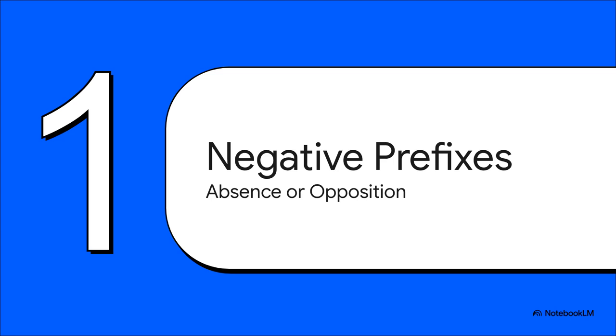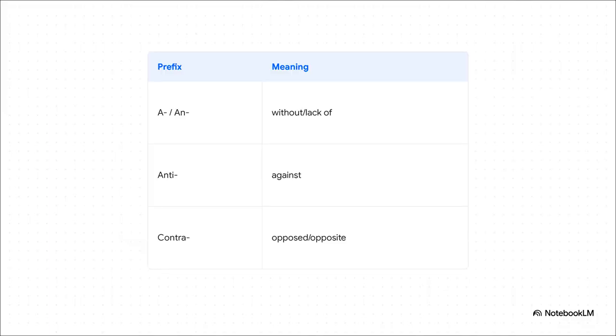Section 1. Navigating negative prefixes. Absence or opposition. Spotting these negative prefixes is basically your ultimate cheat code for quickly identifying missing functions or reasons not to do something. So a or an means without or lack of. Think of apnea, meaning a patient has actually stopped breathing.